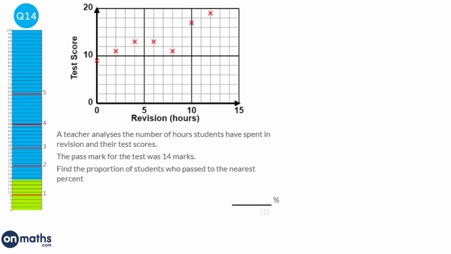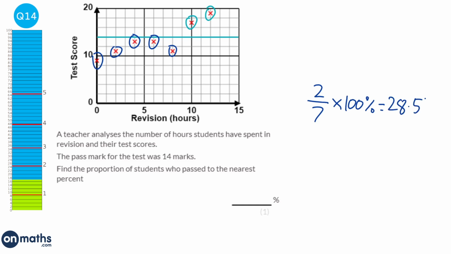So the pass mark for the test is here, and we can see that there are 2 students who passed the test. So it's 2 students out of 2, 3, 4, 5, 6, 7 in total. And we want this as a percentage, so we're going to times it by 100%. So we do 2 over 7 times 100, and that gives us 28.571 and so on. It says it wants it to the nearest percent, so that will be 29%.